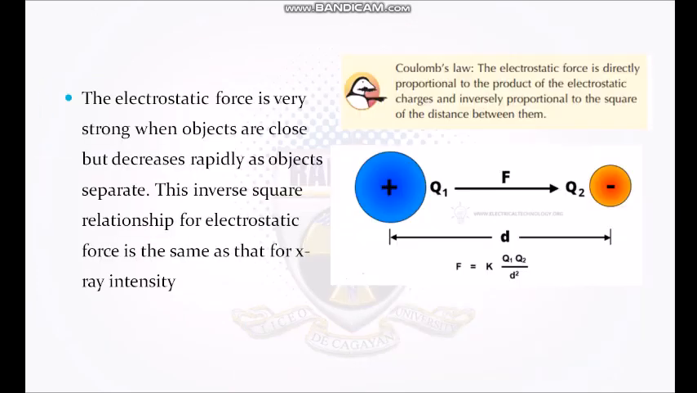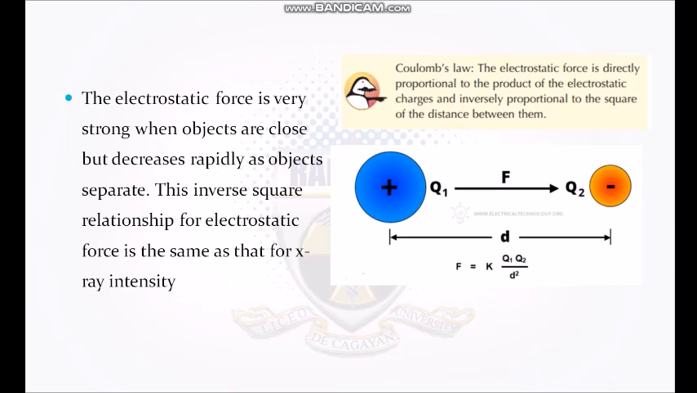Second, you have the electrostatic Coulomb's law. The electrostatic force is very strong when objects are close, but decreases rapidly as objects separate. This inverse square relationship for electrostatic force is the same as that for X-ray intensity. Basically, when two magnets are close to each other, their force of attraction is very high. But when the two magnets are far from each other, they do not attract each other.